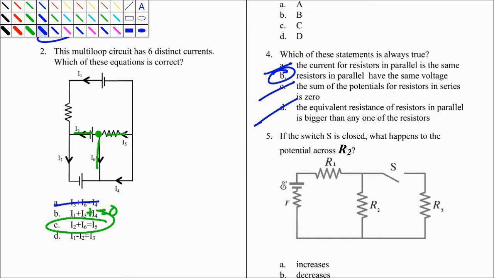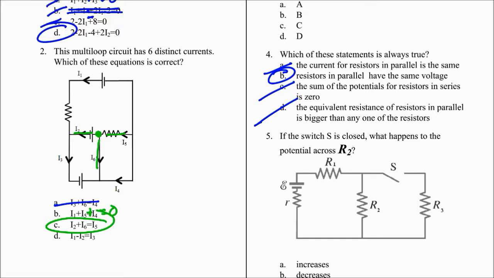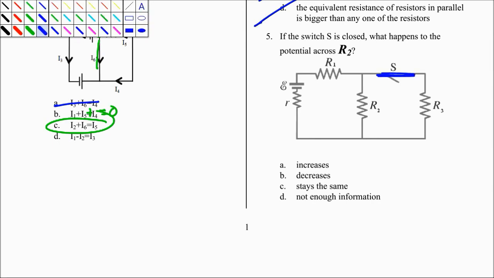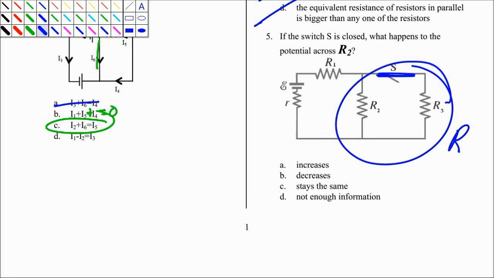If switch S is closed, what happens to the potential across R2? All right, well, if I close this switch, adding that resistor, the equivalent resistance of this parallel branch decreases. That means that the voltage also decreases. So B is the right answer.